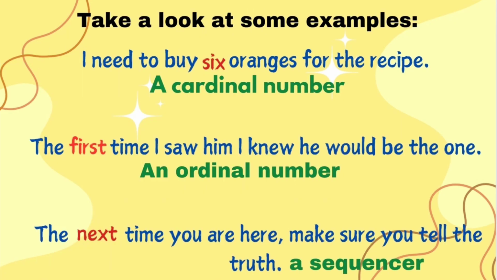Just take a look at some examples. I need to buy 6 oranges for the recipe. The 6 is a cardinal number. The first time I saw him, I knew he would be the one. The word first is an ordinal number. The next time you're here, make sure you tell the truth. The word next is a sequencer.